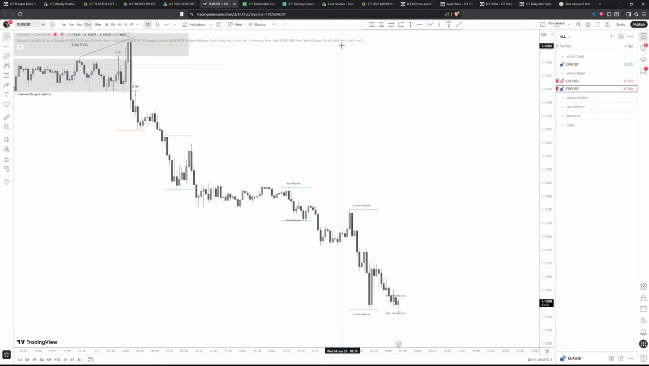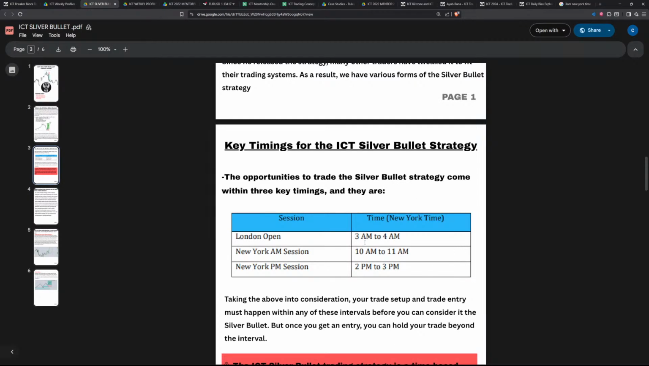Okay. So 7 to 10, 7 to 8. Wait. 8 to 9, 3 to 4. And then the kill zone for this is from 2 to 5. They're going to overlap no matter what.